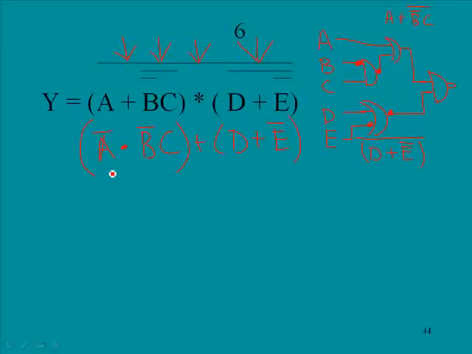Okay, in looking at this, we have A ANDed with B and C, so this could be simplified to A NOT B NOT C, and that would be ORed with, in fact, we could just go like this and remove those parentheses. A NOT B NOT C plus D or E NOT. And that would be our simplified equation.